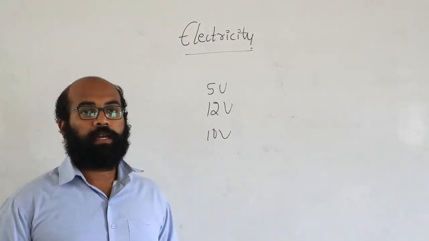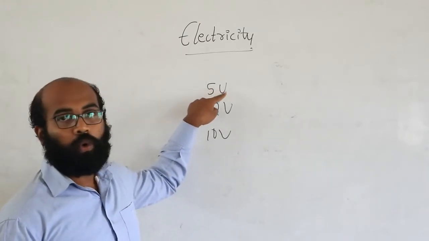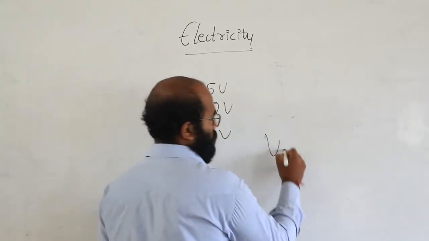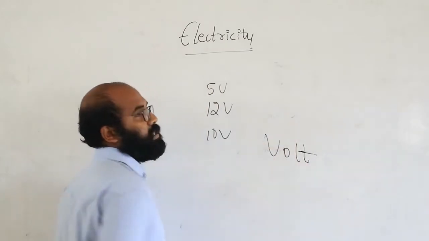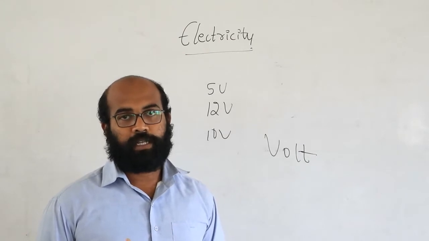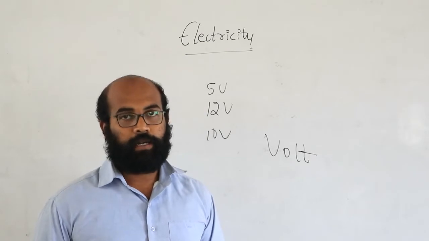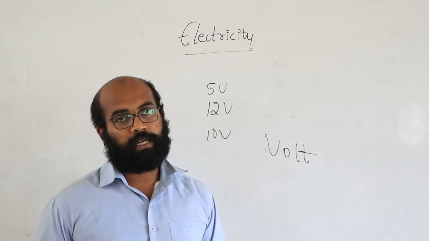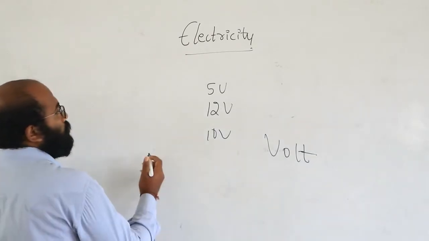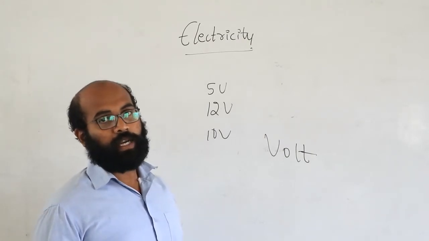When you want to rate, this is 5 volt, V-O-L-T, volt. This is the SI unit of potential difference. Then what is potential difference? It is nothing but the amount of work done to move charges from one point to another point in any conductor. So there is some amount of work that is done to move a charge.